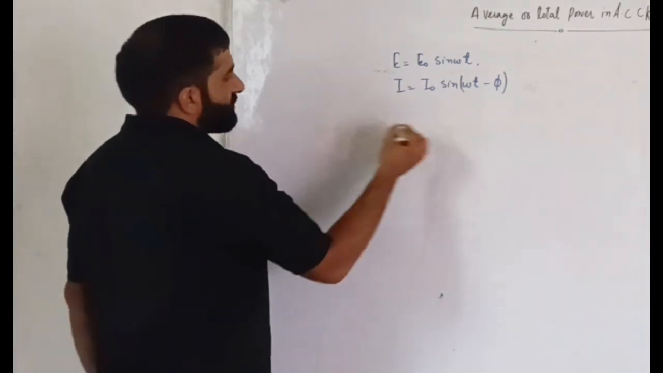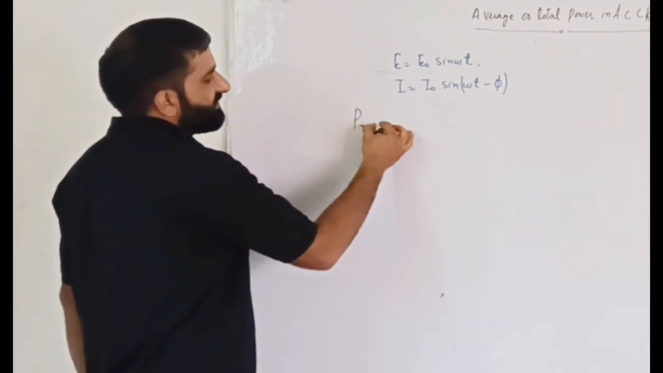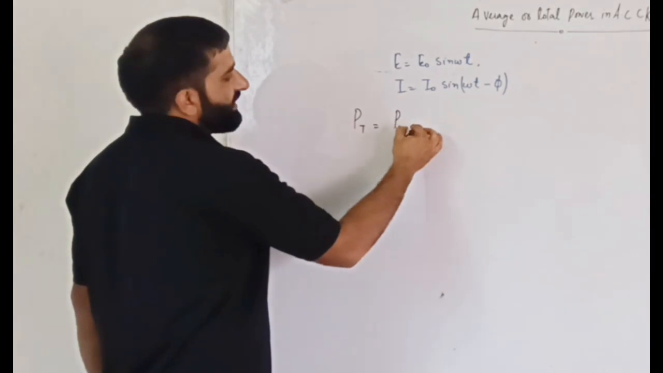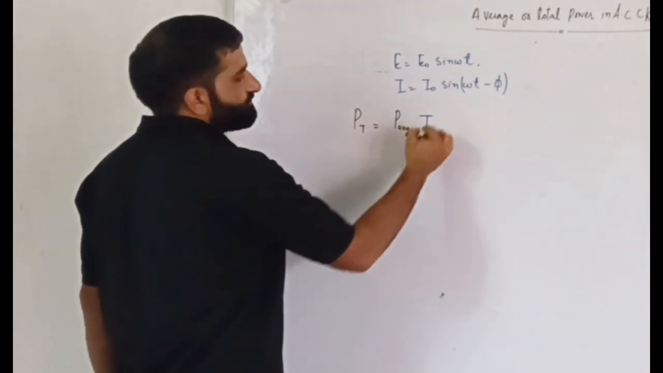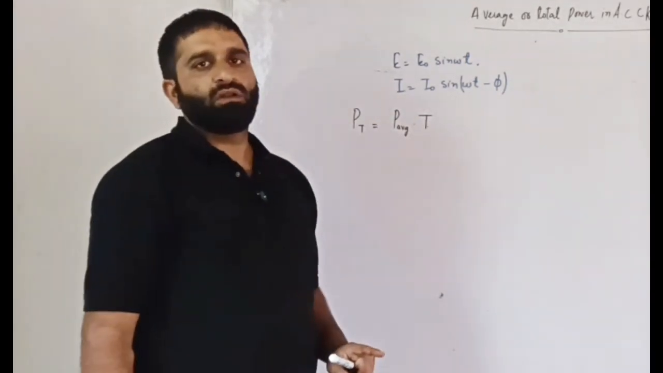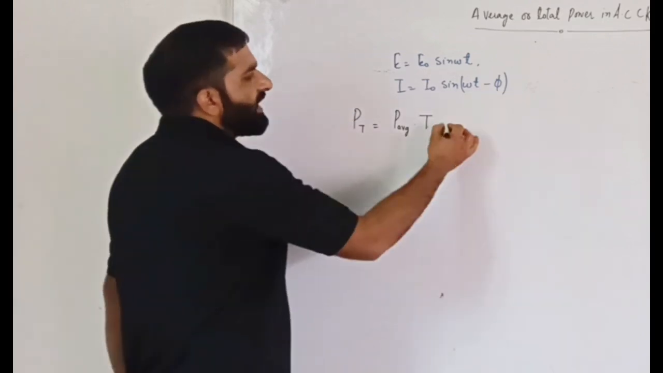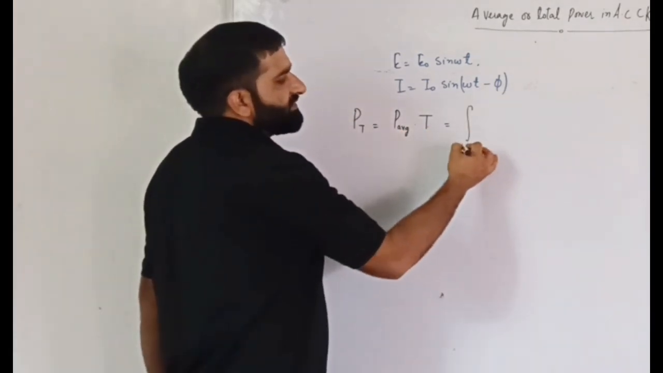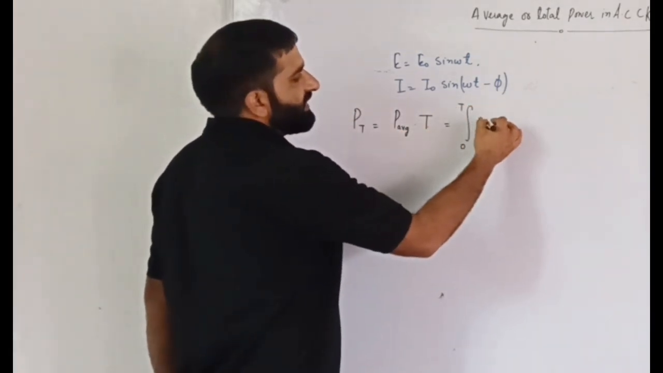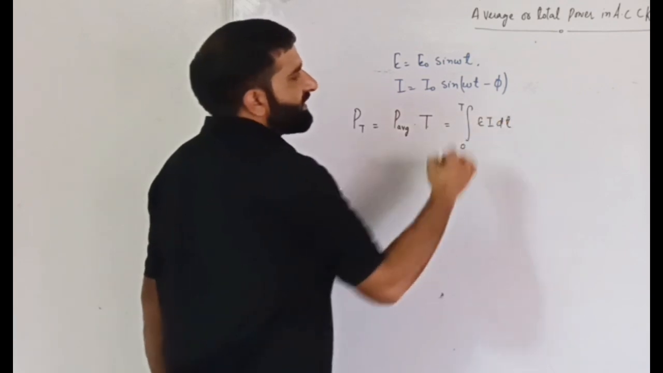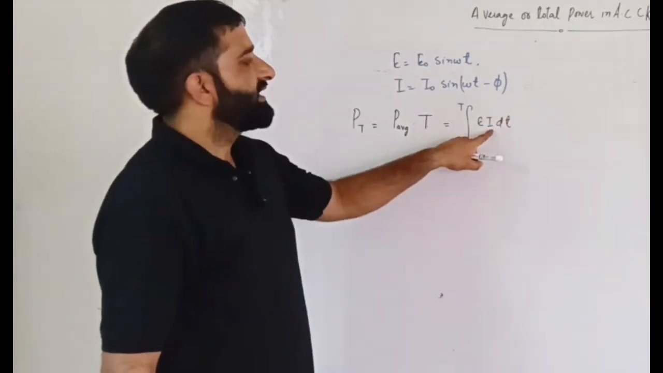Now let us talk about the total power. The total power PT will be equal to average power PAVG into time. The time T is for a full cycle. Now the average power is equal to integration from 0 to t of E I dt, where E is the EMF and I is the current.